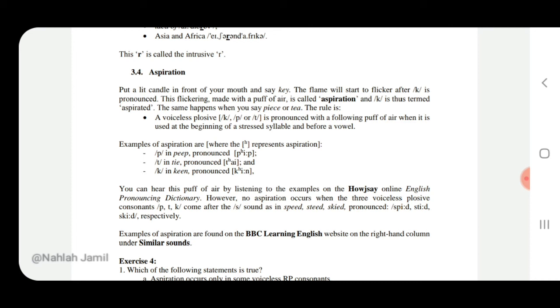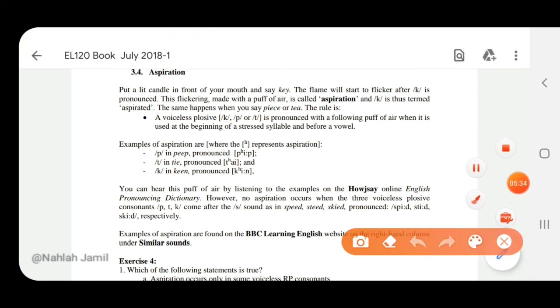These are the three sounds, k, p, and t. But there is a rule for it to be aspirated. The rule is that this k, p, or t should be in the beginning of a syllable, and after these sounds there should be a vowel. So if these sounds are in the beginning of a syllable and then after it comes a vowel, then the sound is aspirated. That means there is a puff of air when you say the first p.